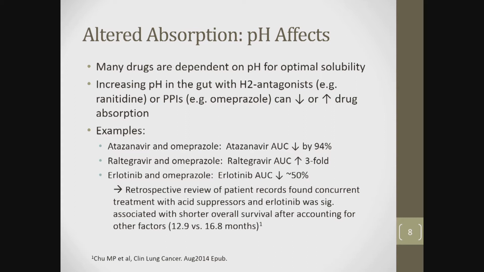So the question is, how clinically relevant are these pH-altering drug interactions? Well, there's an example with erlotinib, an anti-cancer medication used to treat pancreatic and non-small cell lung cancer. And a retrospective review of patient records actually found that use of acid-suppressing drugs in combination was associated with a significant reduction in overall survival after accounting for other factors, up to nearly 4 months. And that's in light of only a 50% reduction in AUC.